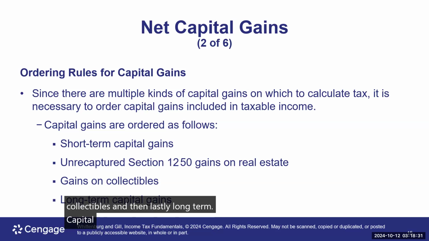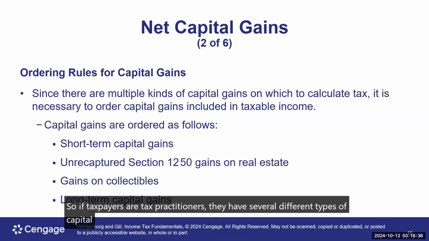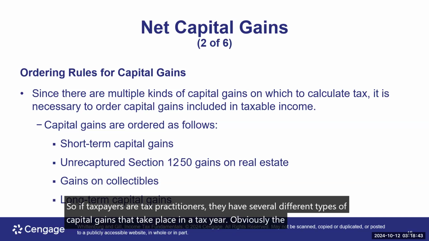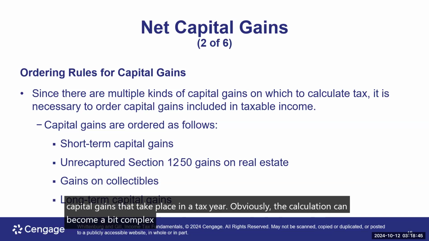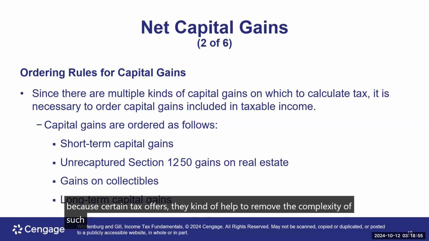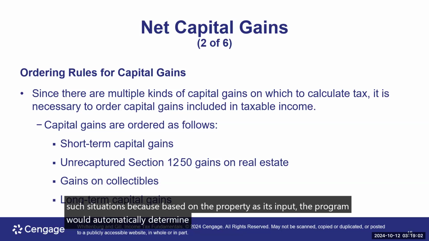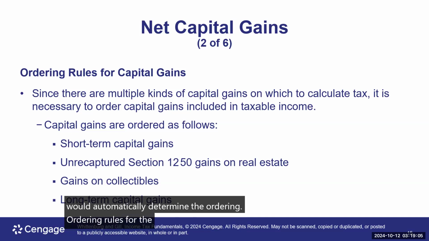So if taxpayers or tax practitioners have several different types of capital gains that take place in a tax year, obviously, the calculation can become a bit complex. So it's very important to have good tax software, because certain tax software helps to remove the complexity of such situations, because based on the property as its input, the program would automatically determine the ordering rules for the capital gains.